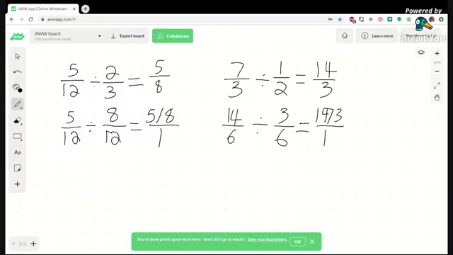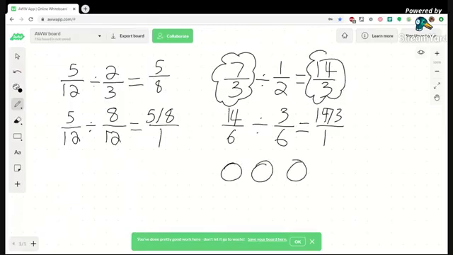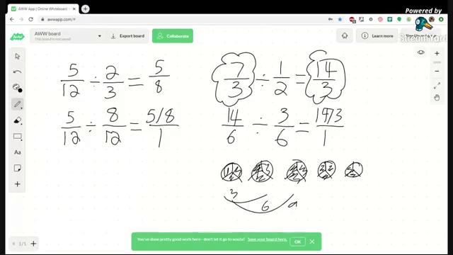So that's the same as 14/3. Now, if you're really paying attention, you might have noticed that if we doubled 7/3, 1, 2, 3, 4, 5, 6, 7, we'd have 3, 6, 9, 12, 14/3. So dividing by 1/2 seems to do the same thing as doubling.